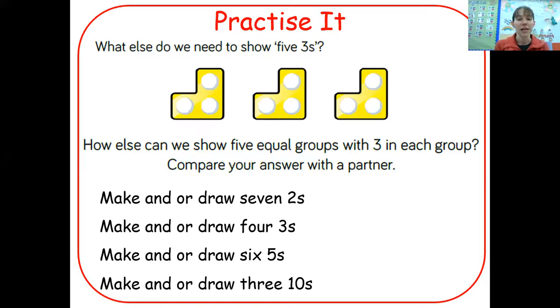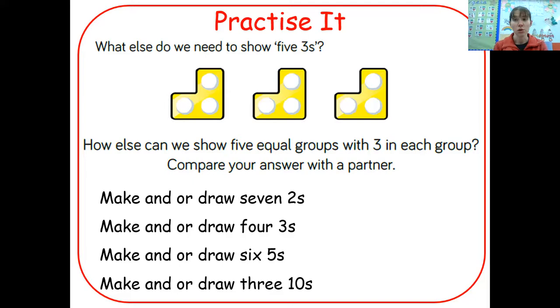So the next question says, how else can we show 5 equal groups with 3 in each group? So those are shown as an L. You might have a go at drawing them like mine and show them as a group. They don't have to be all together. You might put them in a straight line going down. You might put them in a line going across if you were drawing them. However, if you pause it and go and get some different blocks or pens, like we've had the last few days, you might arrange it differently rather than drawing it.